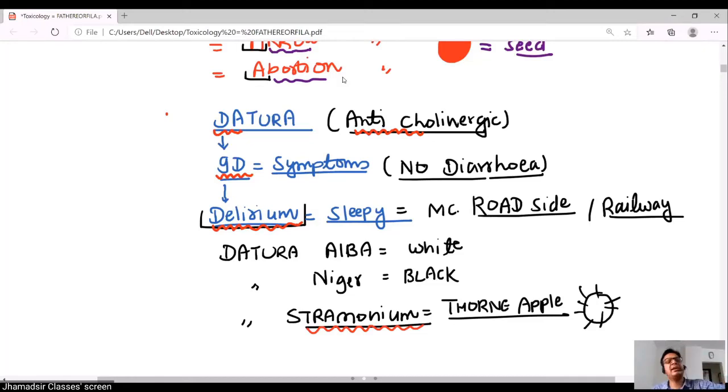There are 9D symptoms: drunkenness, diplopia. But sir, this is a very important MCQ. There is no diarrhea. Anticholinergic symptom is constipation. So there are 9D symptoms, but there is no diarrhea.